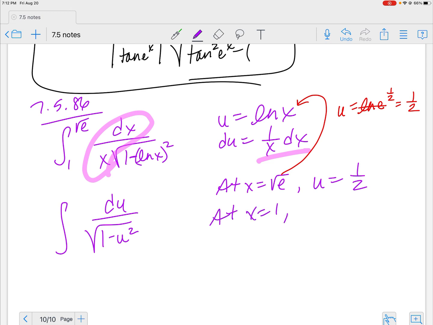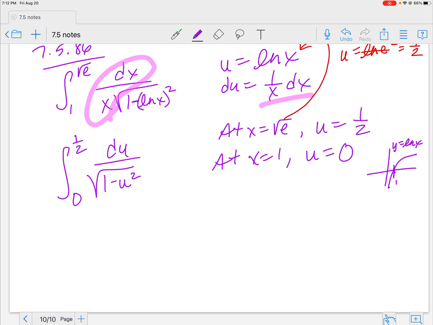At x is equal to 1, remember the natural log of 1 is 0. There's our natural log here at 1, that is 0. Okay, this is a good one. I told you it was good. This is going from 0 to 1/2.